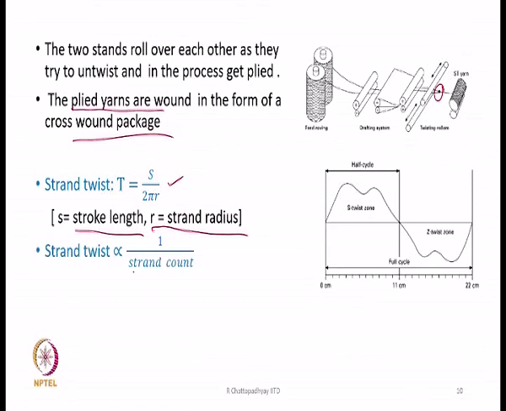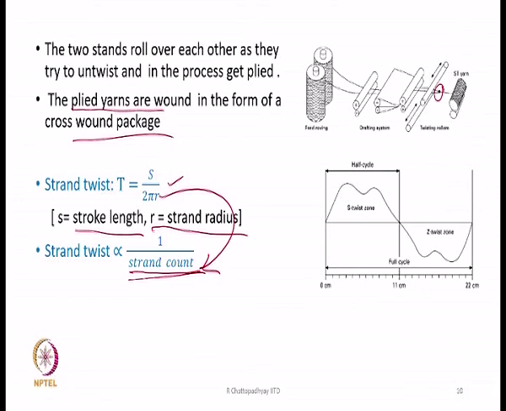So, strand twist is basically inversely proportional to count, because R depends upon the linear density of the individual strand, that is the count of the individual strand. Therefore, if we go for finer roving, strand twist will be more. If everything remaining same, we go for coarser roving or coarser strand, the strand twist will be less, because it is basically a function of the diameter.